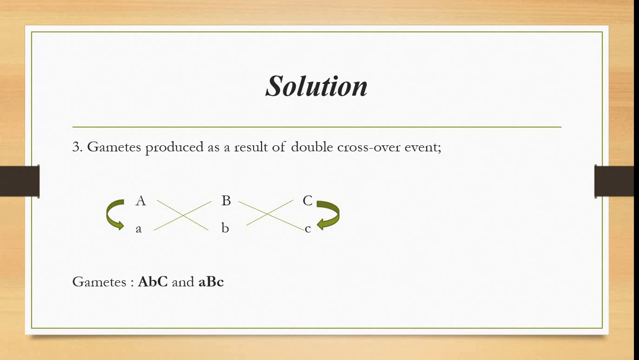Or we also say that for double crossover, we just interchange the middle gene, that is gene B in this case. So we interchange the alleles. The capital B comes down, the small b goes up. We maintain the position of the other alleles, so capital A retains its position, and the same applies to C. That gives us capital A, small b, capital C, and small a, capital B, small c. All right, so those are the gametes for the double crossover.